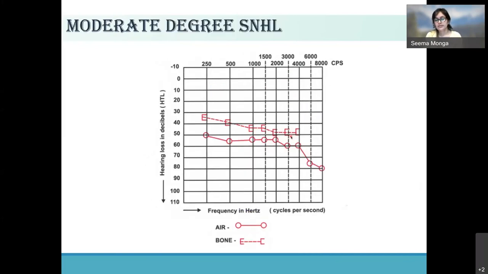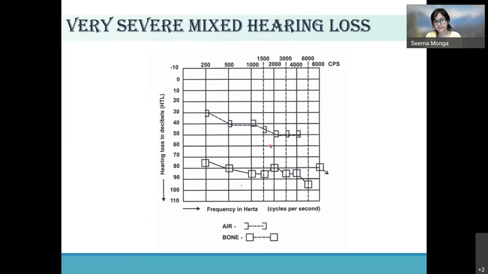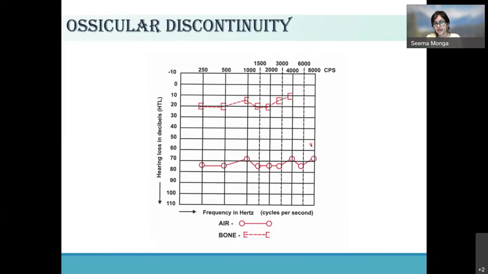Moderate degree of sensory neural hearing loss. We are using masking here. Right, again, this is very severe mixed hearing loss. We know how this is mixed because there is an AB gap also, and the bone conduction threshold is also low. This is mixed hearing loss. This is a very high AB gap. This is usually seen in which cases? Such a high AB gap, around 60 decibel, is seen in ossicular discontinuity.